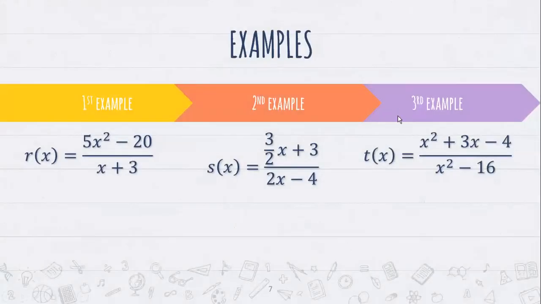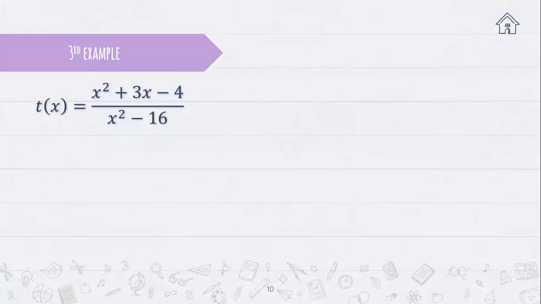Okay, third example is we have p of x is equal to x squared plus 3x minus 4 all over x squared minus 16x. So katulad ng sinabi ko class, before you evaluate a function, make sure that it is the simplified form. Dapat hindi tayo nag-evaluate agad kasi baka nga mali, 'di ba? So dapat sinisimplify muna natin siya.